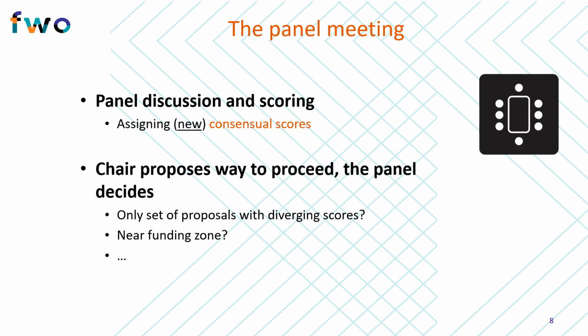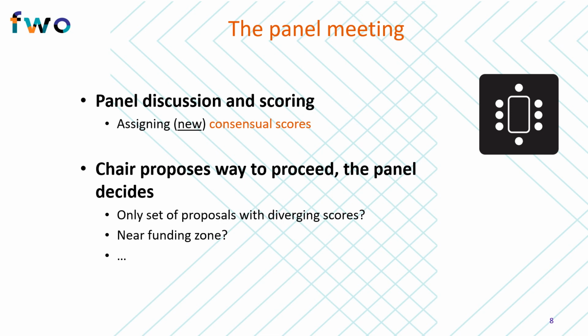The goal of the panel meeting is to assign new consensual scores to the applications and, on the basis of these scores, to come up with a ranking that determines which applications are funded and which are not. The scientific chair will, in consultation with the panel, suggest how to approach this task.